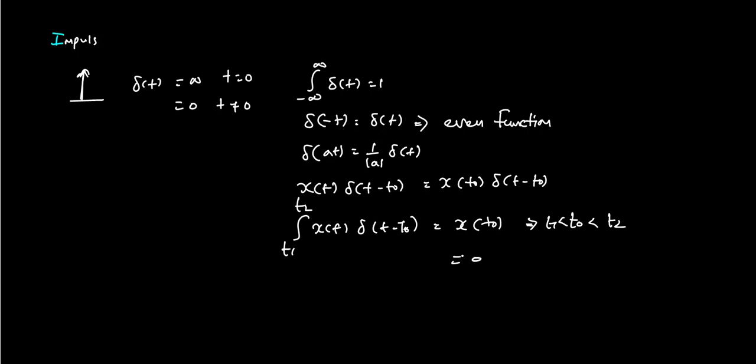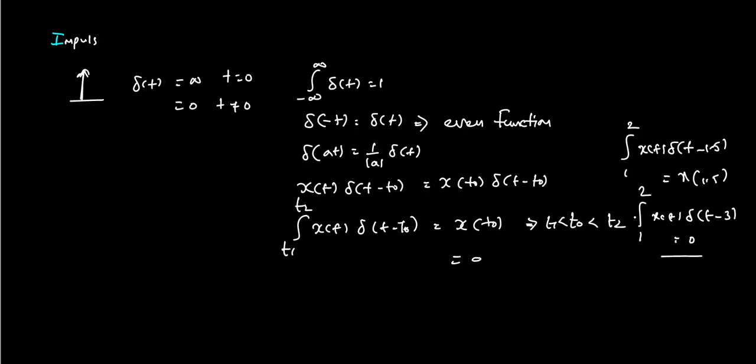Otherwise 0. So this t naught may lie within the integral limits, okay? Suppose now, 1 to 2 of x of t into delta of t minus 1.5. So 1.5 is in between, so x of 1.5. Suppose 1 to 3 of x of t delta of t minus 3. So 3 is not in between, so equal to 0. There is a chance of a 1 mark question.